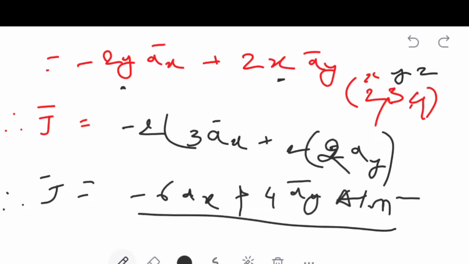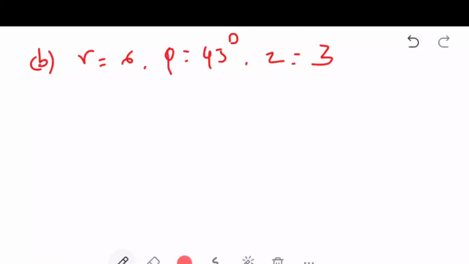Similarly, we go for another part, part b, that is r equal to 6, phi equal to 45 degrees, z equal to 3. Now we go for part b. We have to calculate j bar. Already j bar is obtained in the Cartesian coordinate system in equation 1.